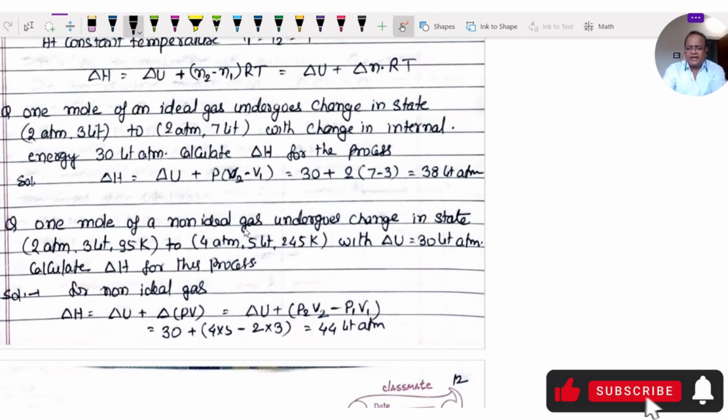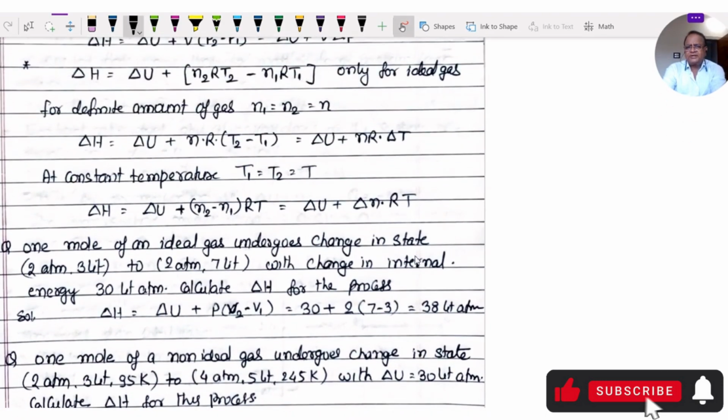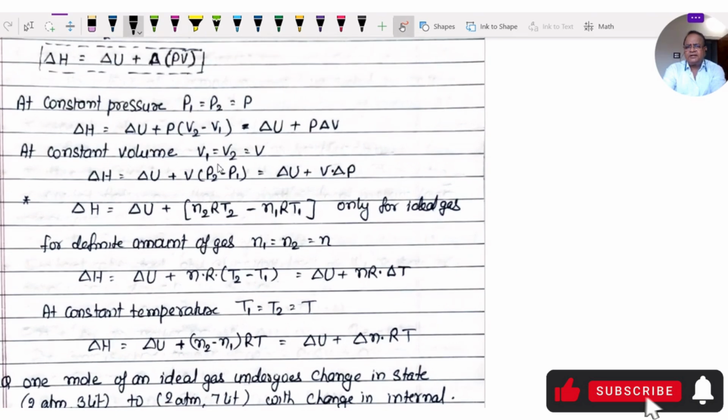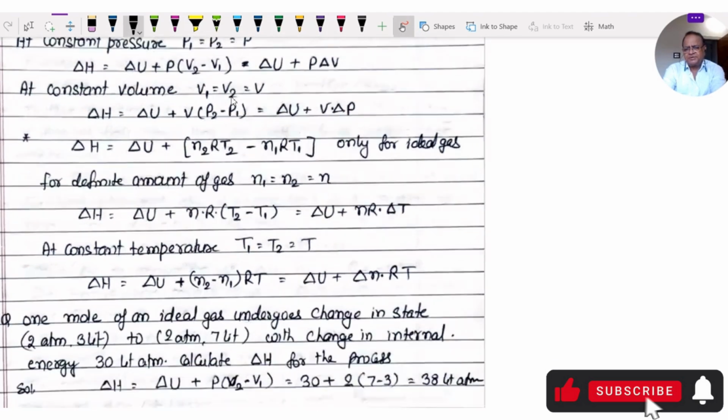1 mole of a non-ideal gas undergoes change in state from 2 liters, 2 atmosphere, 3 liters, 95 Kelvin, to 4 atmosphere, 5 liters, 245, and delta U is again 30 liter atmosphere. It is a non-ideal gas, so we cannot use nRT. We use only delta H equal to delta U plus P2 V2 minus P1 V1.